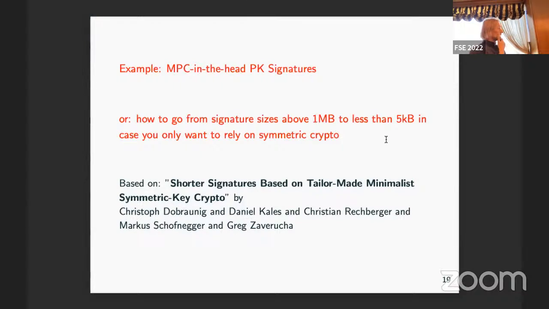So with that, I would like to move on to my second example. That's a use case that Gaetan mentioned already in his introduction, namely the idea to construct public key signature schemes using symmetric crypto and symmetric crypto only, including cryptographic hashing, of course.